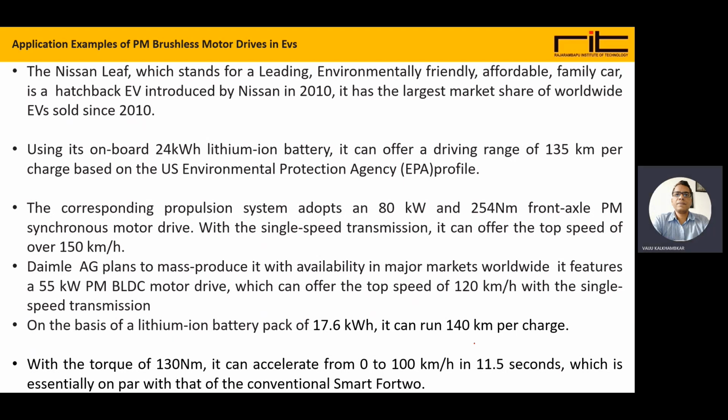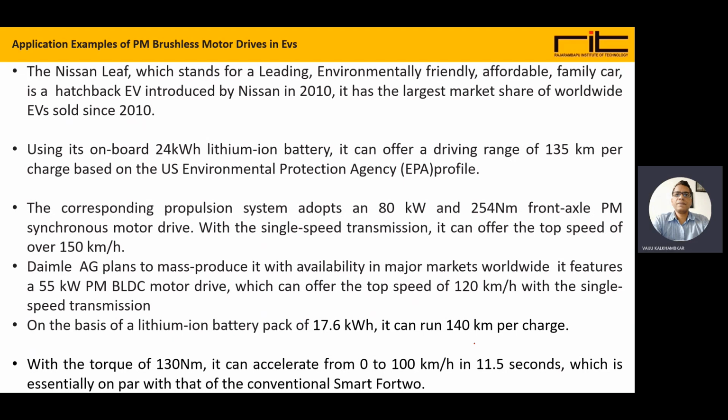Using its onboard 24 kilowatt-hour lithium-ion battery, it offers a driving range of 135 km per charge based on the US Environmental Protection Agency EPA profile. The corresponding propulsion system adopts an 80 kilowatt and 254 Newton meter front axle permanent magnet synchronous motor drive. With a single speed transmission, it can offer a top speed of over 150 km per hour.